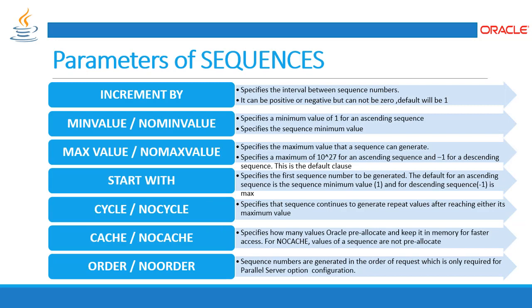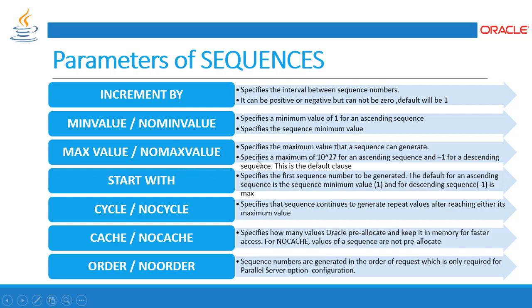Let's learn about the parameters of the sequence syntax, which we saw earlier. First thing is increment by. The increment by keyword specifies the interval between sequence numbers. It can be positive or negative but cannot be 0, and the default value is 1. Minimum value and no minimum value: specify a minimum value of 1 for an ascending sequence. So you specify the minimum value of the sequence, and if you don't want to mention any minimum value, you can specify no minimum value.